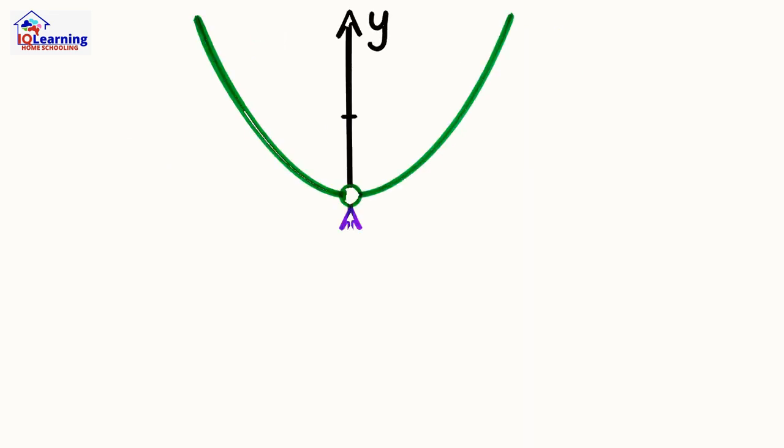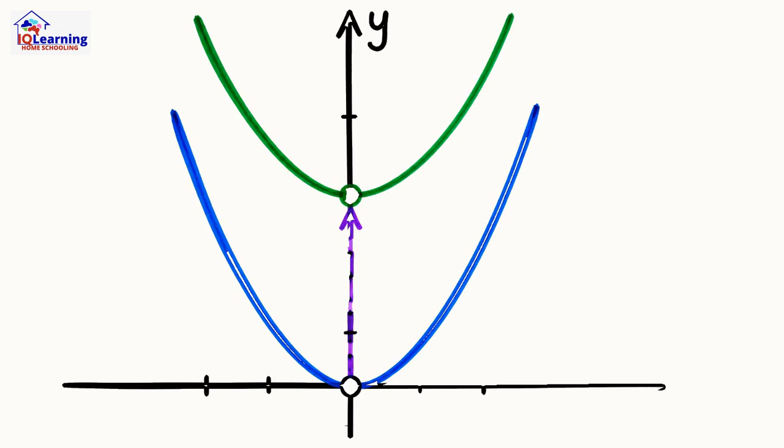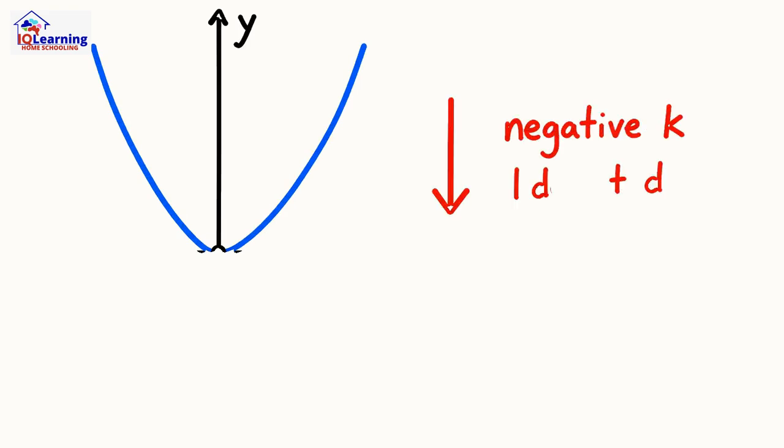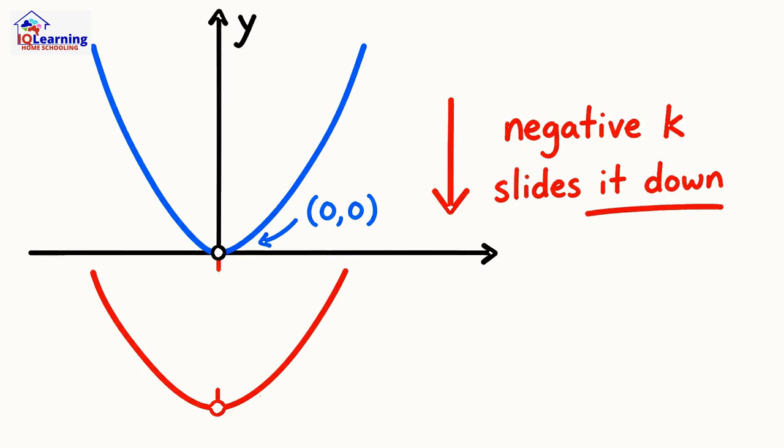Next are the shifts. The k on the end is the easiest. It's the vertical shift. A positive k slides the entire graph up. A negative k slides it down. The turning point moves from the origin to (0, k).